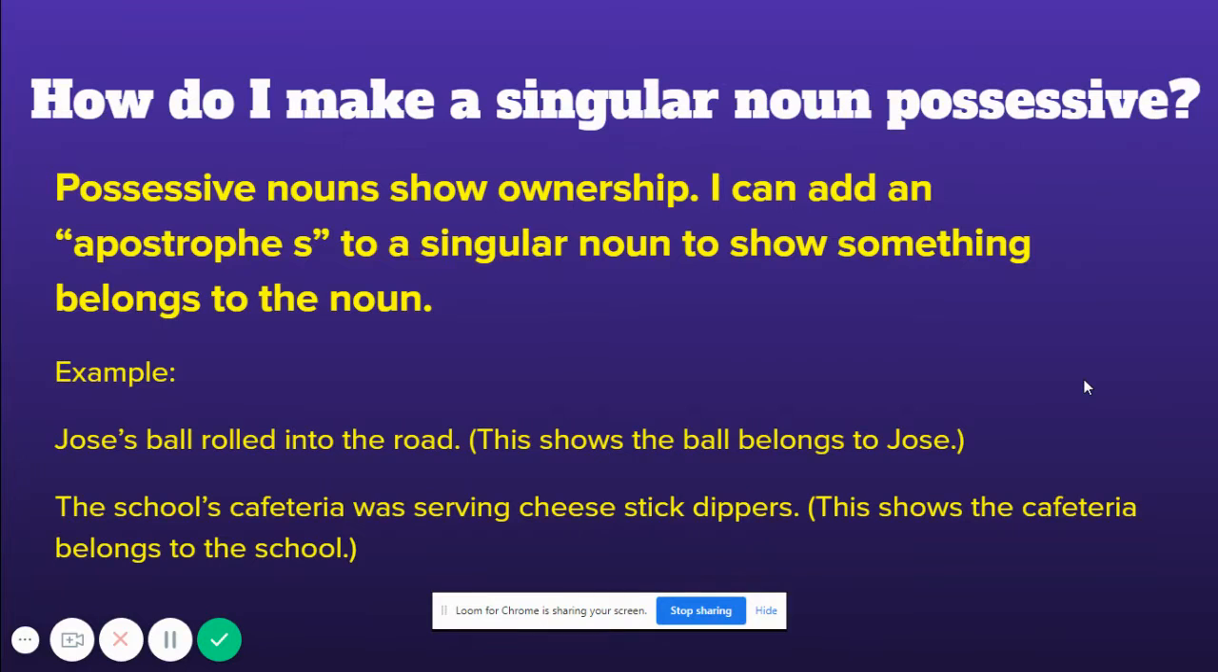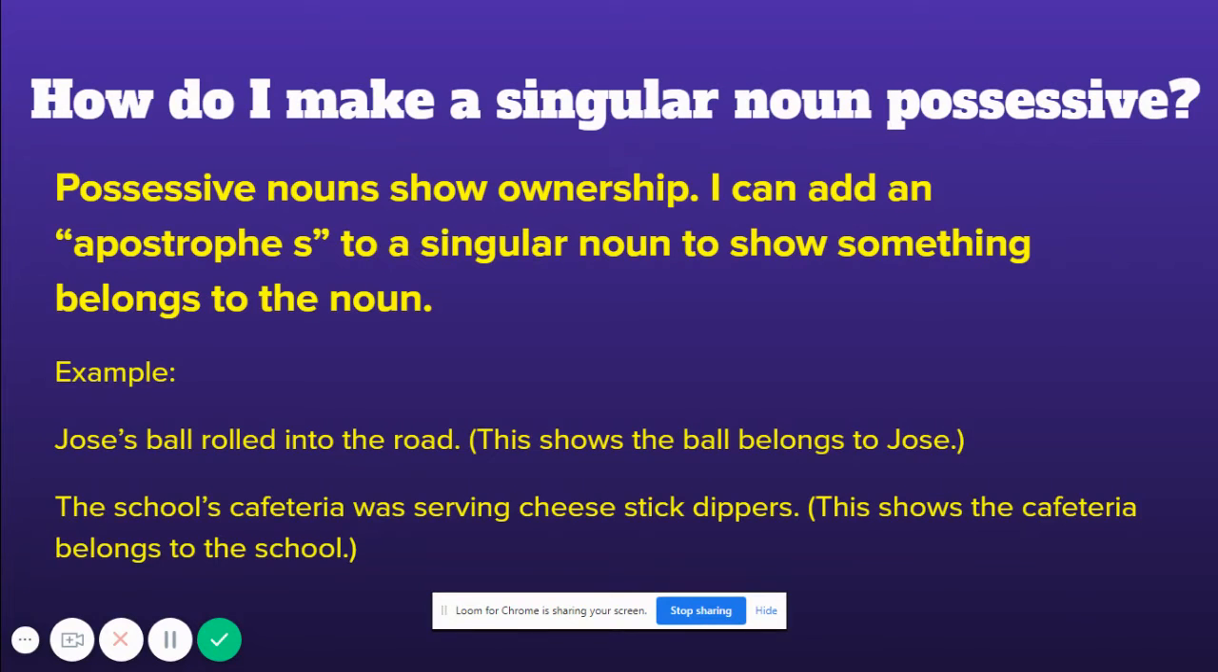Okay? Now, if you know what a noun is and you know the difference between singular and plural, you can start making these nouns possessive. A possessive noun shows ownership of something. You can add an apostrophe S to a singular noun to show something belongs to the noun. For example, Jose's ball rolled down into the road. Whose ball? Jose's ball. The ball belongs to Jose. It's not Teravian's ball. It's not Harmony's ball.